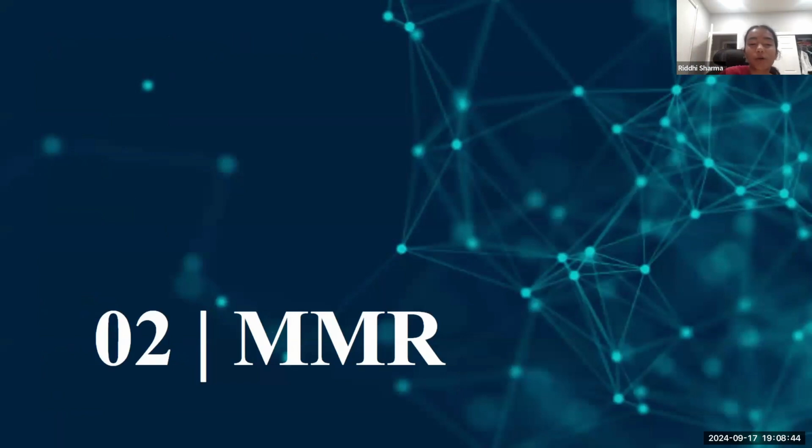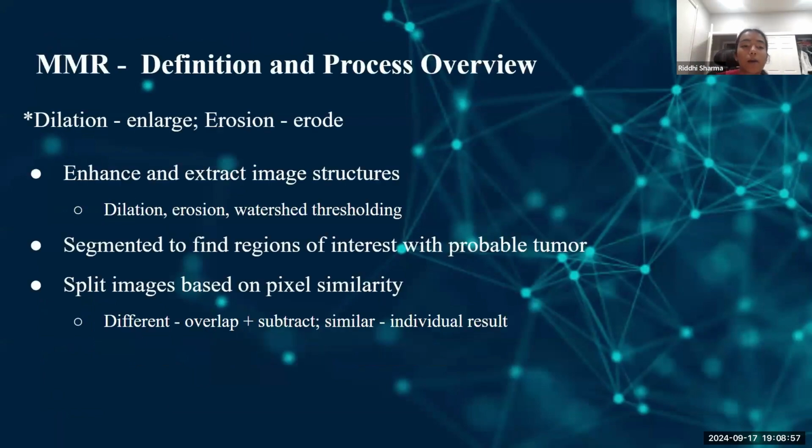Okay, sorry. So the next step in our algorithm is the MMR, the mathematical morphological reconstruction, and we've gotten results for the MMR. It's a 92% accuracy rate. So MMR enhances and extracts image structures by iteratively combining dilation, erosion, and watershed thresholding operations throughout its iterative process.